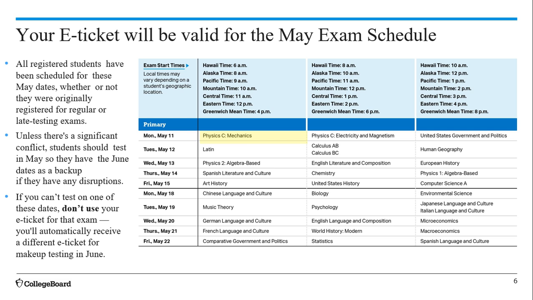Obviously, Monday, the 11th is AP Physics C. And then what is it? We got Thursday, May 14th is going to be AP Physics 1.